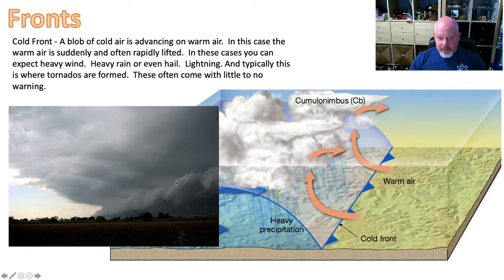Here you can literally see the cold front. Over here would be the warmer air. Behind these clouds would be the cooler air. And what's happening is that warm air is being pushed up and over that cold air. You can literally see it as it's coming.